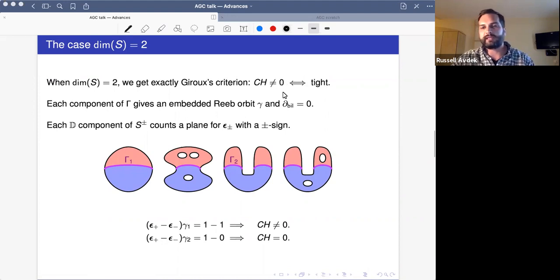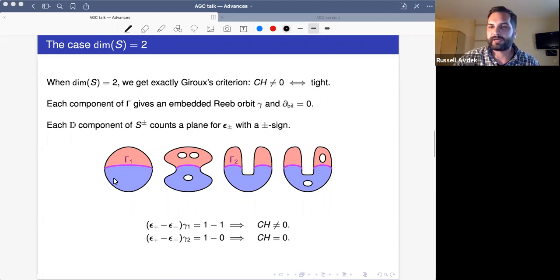And so how do we see this? Well, according to the contact forms we're going to use, which we'll see later in the talk, each connected component of the dividing set gives us a single embedded Reeb orbit. And the bilinearized contact homology just vanishes identically. And so all that's left are the counts of holomorphic planes in the positive and negative regions. The count is 1 if the component is a disk, and 0 otherwise.